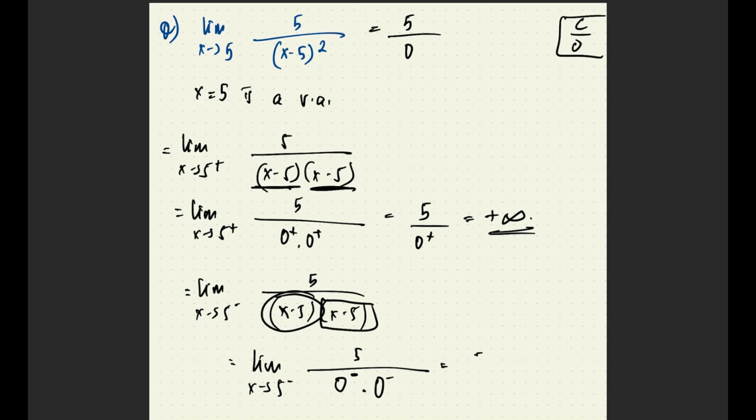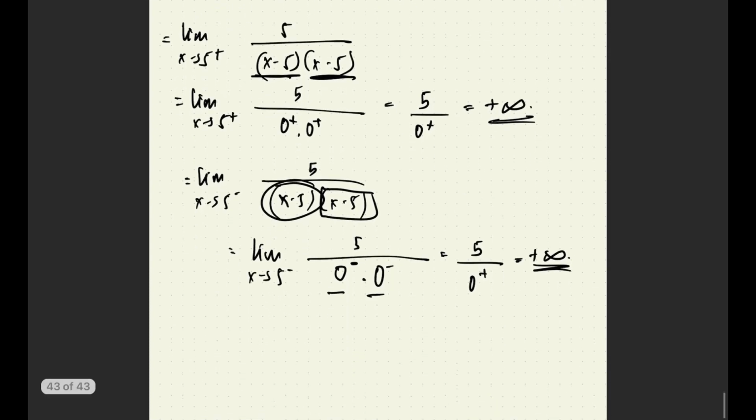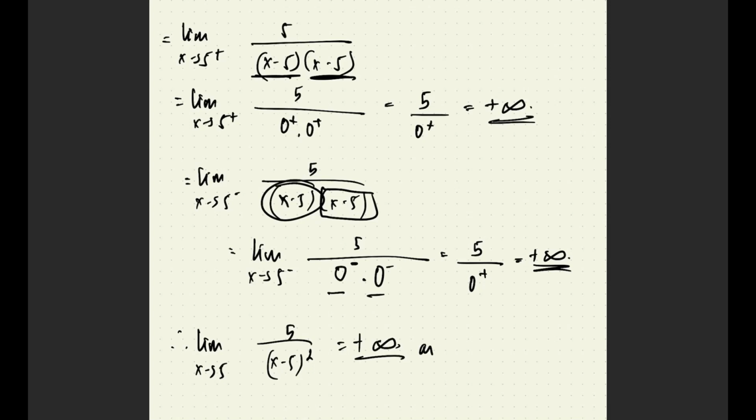So in this case, we're going to have 5 divided by a very small negative number times a very small negative number, which is going to give me a positive number, right? Because minus times minus gives me plus. So this becomes a very small positive number. So that also gives us positive infinity. Now in this case, both the one-sided limits are equal to positive infinity. So therefore we can say that the overall limit as x approaches 5 of 5 divided by x minus 5 squared is equal to positive infinity, and x equals 5 is a vertical asymptote.